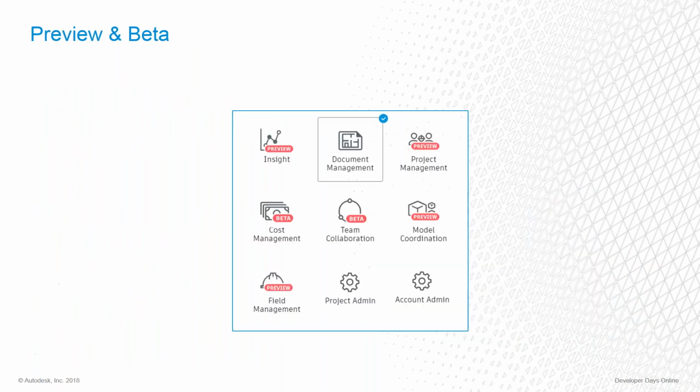So right now, we have a preview of these nine modules in preview and beta, and now you see in the UI nine dots, three by three. It will be completed very soon. So for instance, insight, project management, model coordination and field management are in preview right now. And there are betas also: cost management, teamwork, team collaboration.